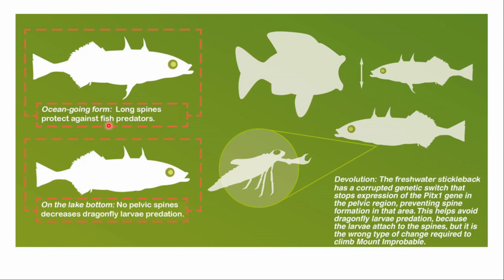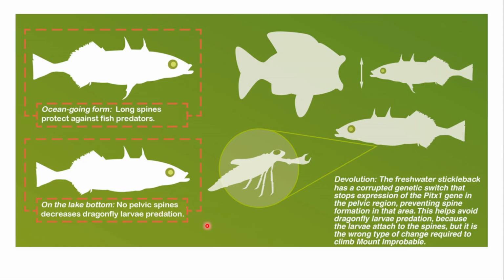So we have different selection pressure for the same organism in different habitats. In the marine environment, big fishes are the predators which decrease the survivability of sticklebacks. So to protect against predation by big fishes, these sticklebacks have long pelvic spines, while those which have now moved on to the freshwater habitats or the lake bottoms have lost the pelvic spine to decrease dragonfly larva predation.